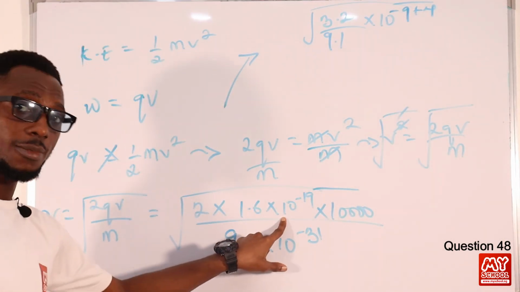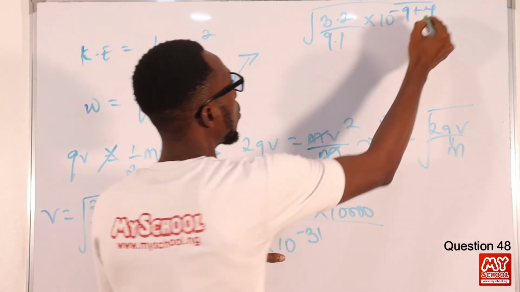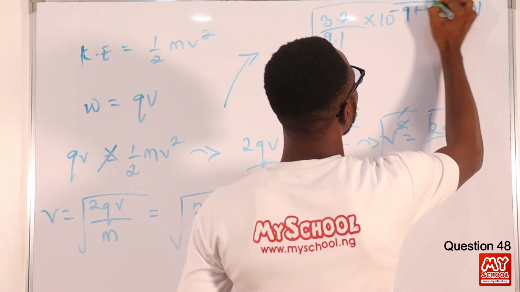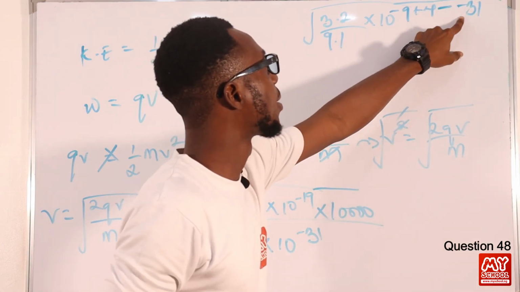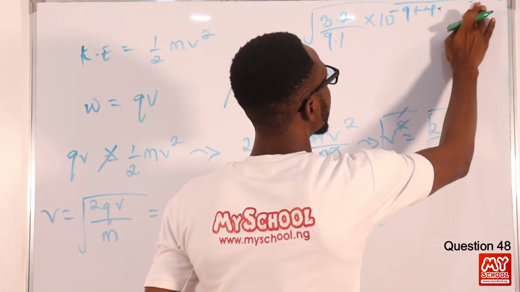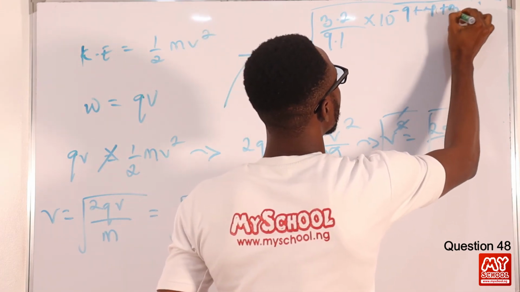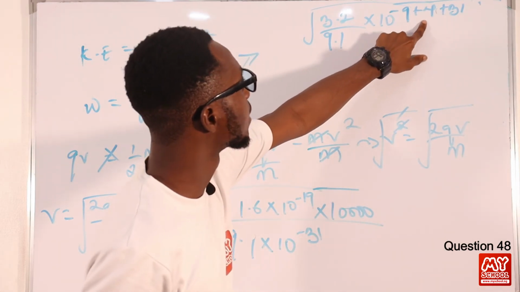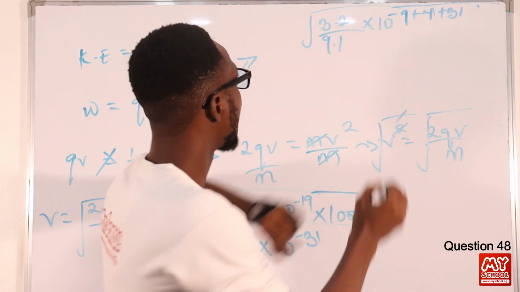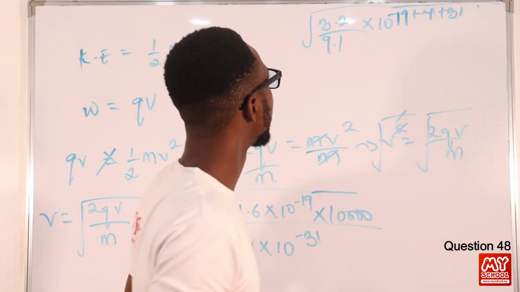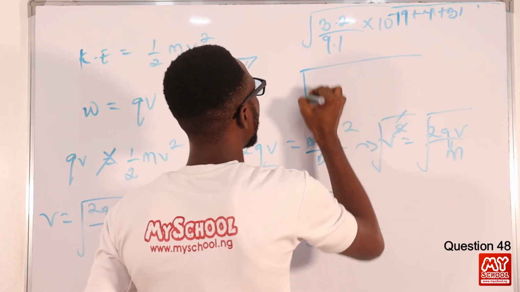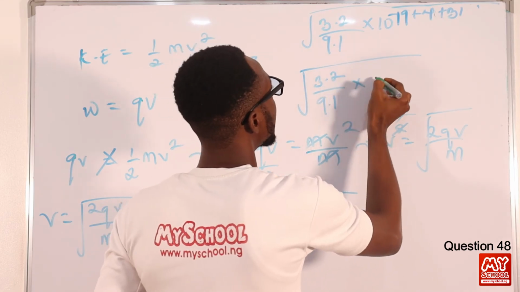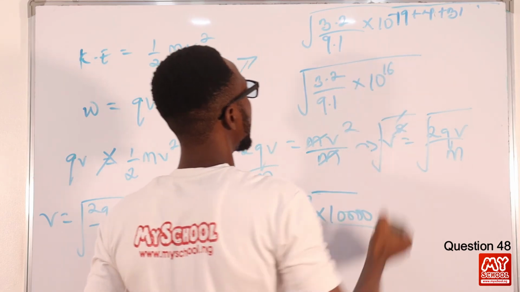So this all over means divide, and that is minus. So minus, remember we have minus sign, minus 31. Okay. So minus times minus, this means plus. So I'm going to write this as plus 31. Okay, so we have 31 plus 4, that is actually 35. So 35 minus 19, not 9, that should give me 16. So I will have this 3.2 over 9.1, times 10 raised to power 16.